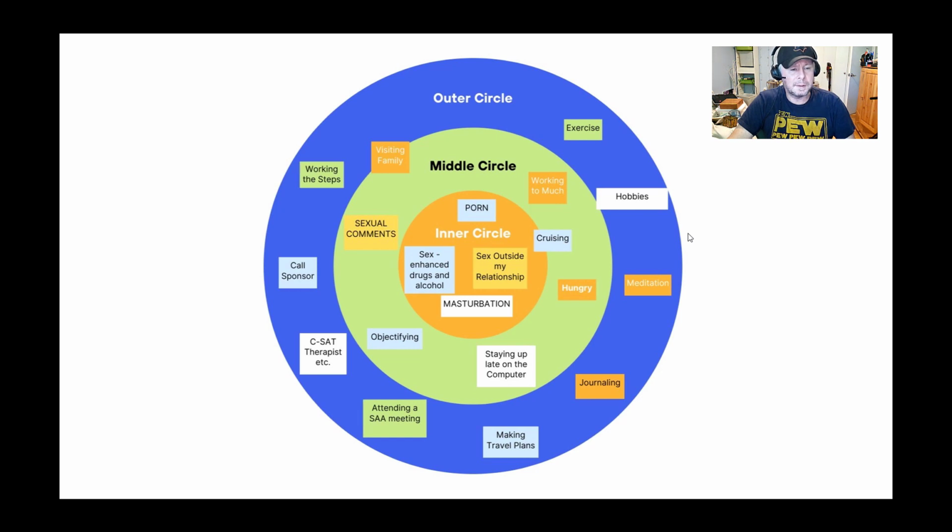When we look back at the prior tab, you can see some of the example middle circle events. Somebody listed visiting family. Why is that a specific event? Because there's probably lots of triggers in being with that specific family member. Working too much, I think, is actually an excellent one. Some people will work their tails off, and that leads to compulsive activity. Being hungry, and we'll talk about this later, but something as basic as being hungry can lead to triggering.